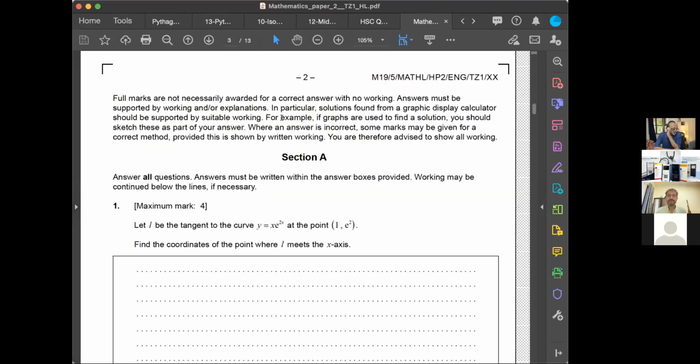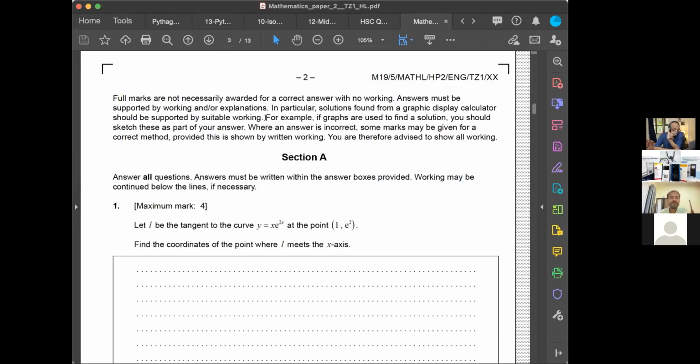Meanwhile, I just want to show this thing that Jill was just referring to. This is actually in paper 2, but you'll see similar instructions given: answers must be supported by working and/or explanations. Exactly. We might think working is something algebraic, but it need not just be algebraic working. It says in particular, solutions found from a graphing display GDC should be supported by suitable working.